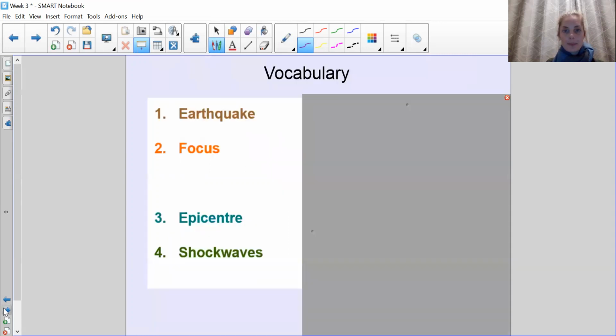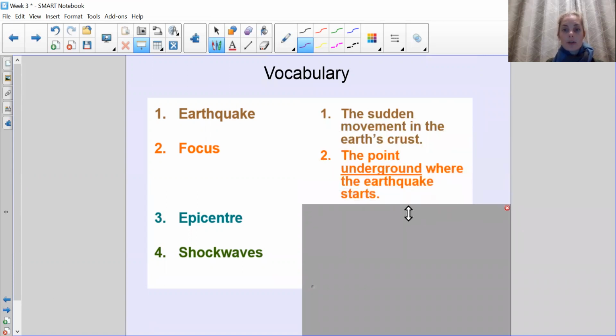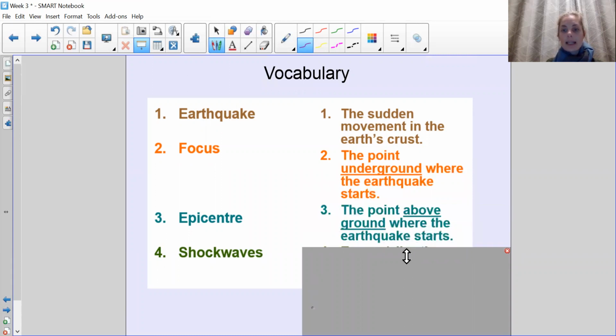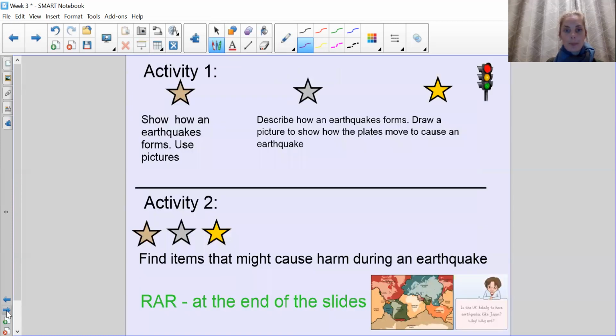So some of our vocabulary: an earthquake is a very sudden movement in the Earth's crust. Focus is the point underground where the earthquake starts. Epicenter is the point above the ground where the earthquake starts. And shock waves are the vibrations that you feel from an earthquake. So that is some of the vocabulary that you will need to know.